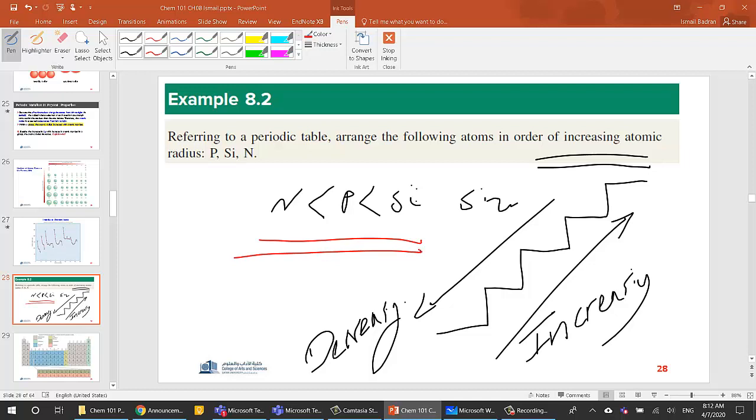So if you actually write in the exam, silicon is bigger than phosphorus, bigger than nitrogen. Although this answer is right, it does not fit the question, because when you say silicon is bigger than phosphorus, is bigger than nitrogen, the answer is truly right, but this is decreasing order, not increasing order. Okay, that's why this answer is not accepted.